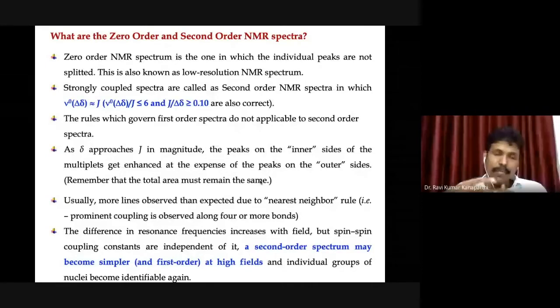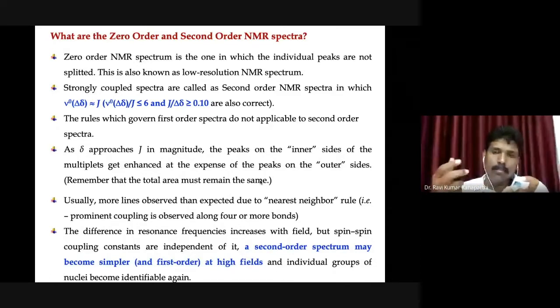However, the second order effects we can actually simplify by recording the same NMR spectrum with a much higher field magnetic spectrometer. What I mean is that in a given instrument, a given molecule may show a second order effect, but then it can be simplified.